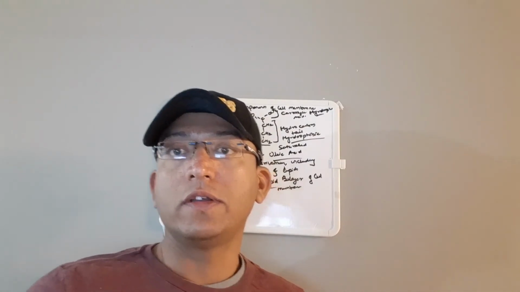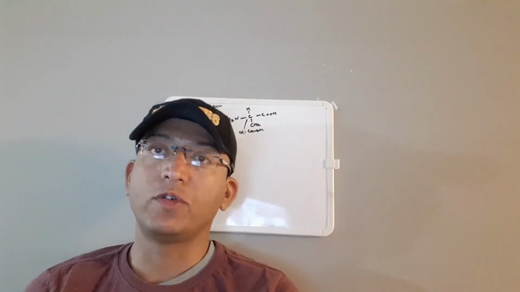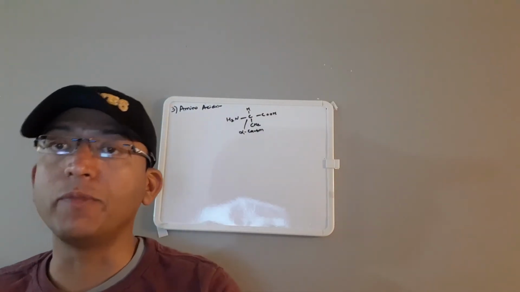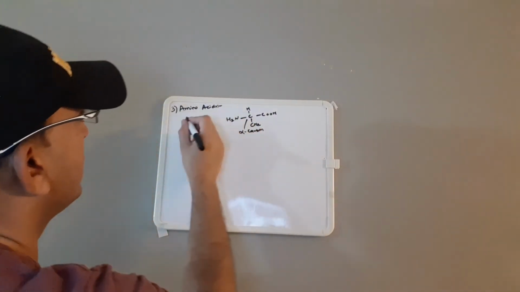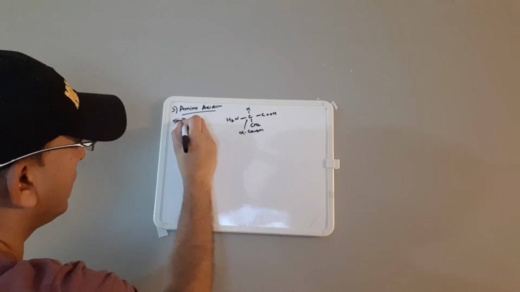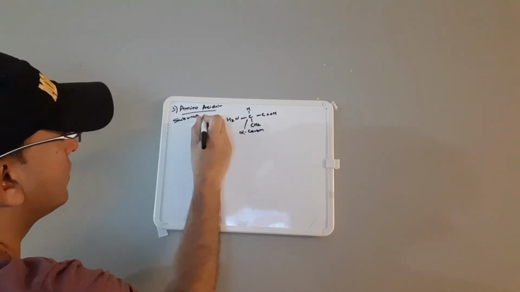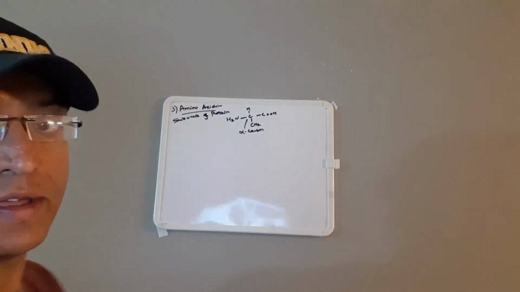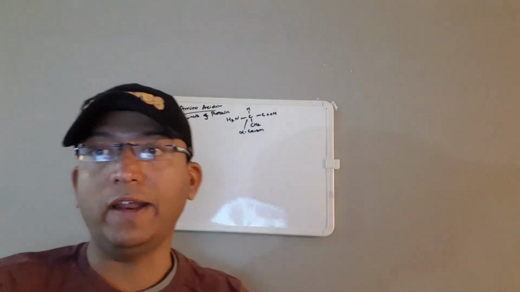Now it's time to study the third one. All right, so now we'll study the amino acids. And what are amino acids? They are subunits of protein. So amino acids are subunits of protein. And I'll draw this for an example.